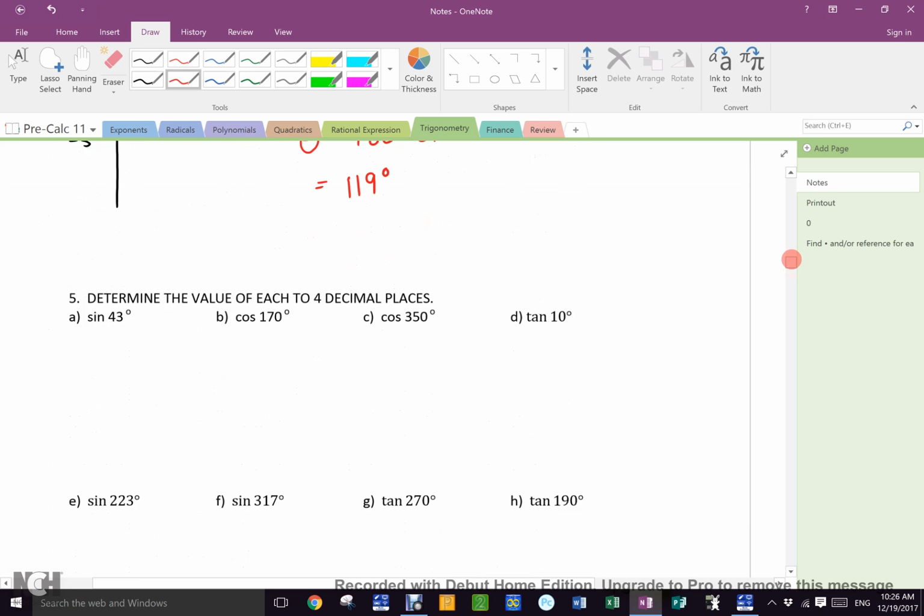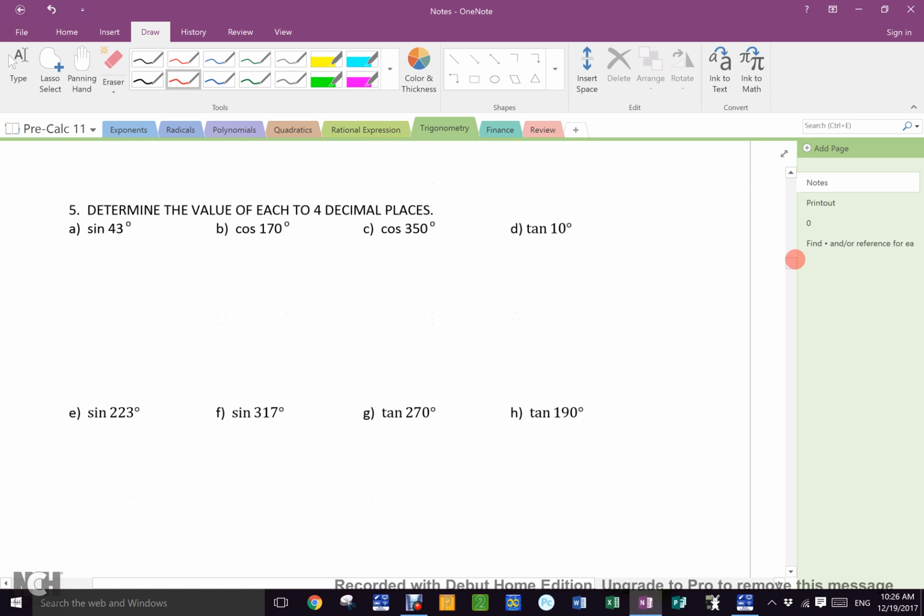Now, we're going to do a little bit of calculator work here just to prove some points to you guys. Use your calculator and tell me all 8 of these values. Go. You just got to punch it in. Sine 43 equals. Cos 170 equals. Just tell me what they all are. You needn't go to 4 decimal places. I'd be perfectly happy with 3. It doesn't really matter. But when you got all 8, we're going to talk about it.